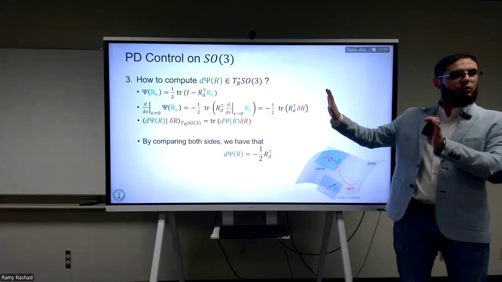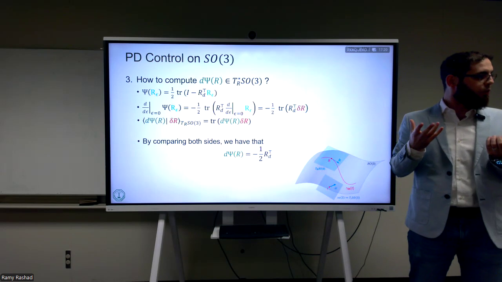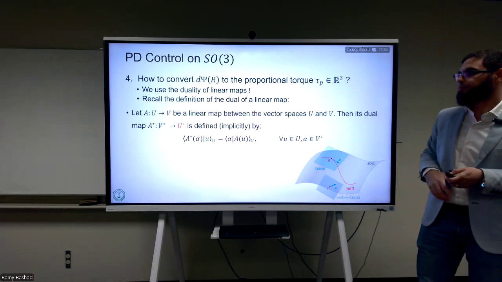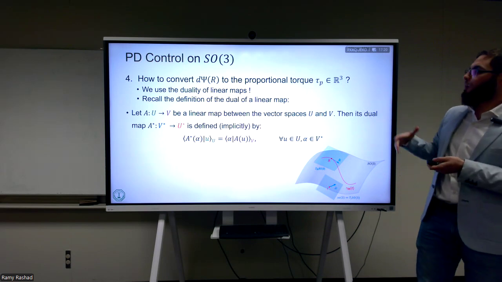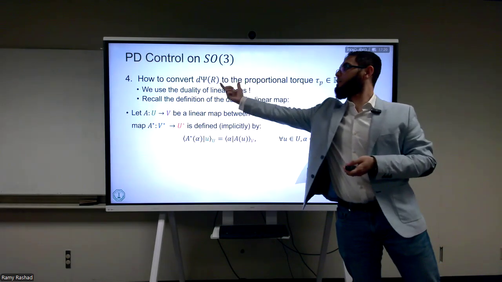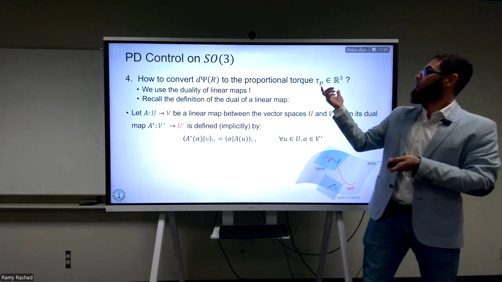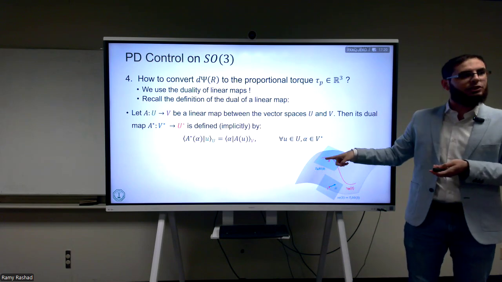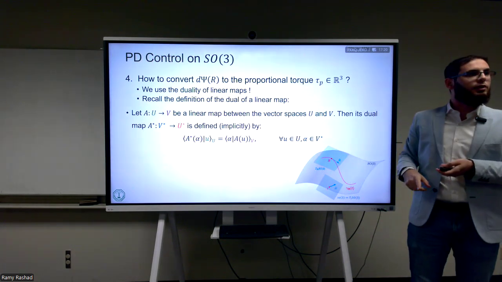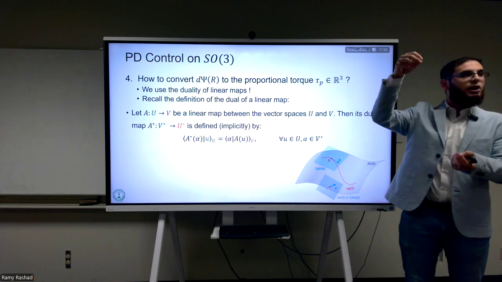But again, you see now that we're not talking about vectors and matrices, right? We need to look at this geometrically from an abstract point of view. This is, again, continuing with the technical part. How do we convert this codifferential, which is a covector in the dual space to this tangent space, into a torque, which we know is just three numbers?